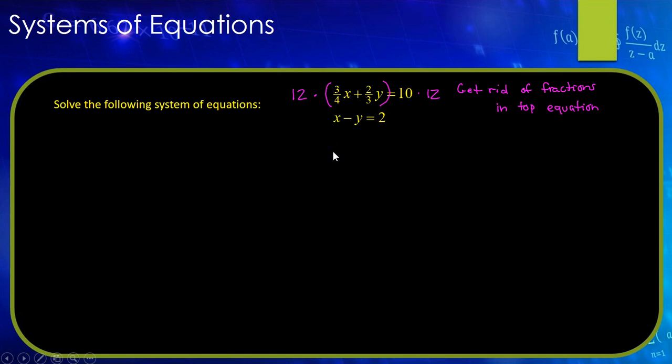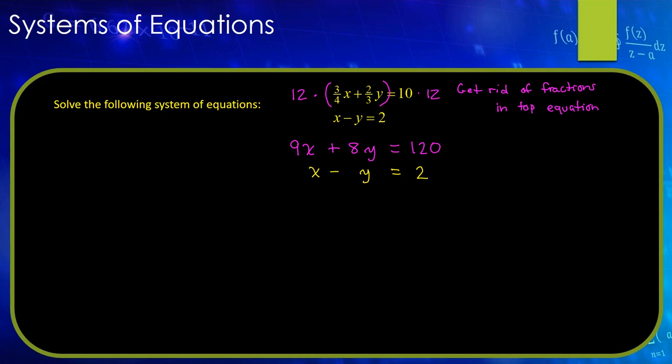So if I multiply the top by 12 to get rid of the fractions, it's adding a step to it, but it certainly makes it, in some students' eyes, a little bit easier to handle. So the top equation would become 9x plus 8y equals 120. The bottom equation, I haven't done anything to it yet, is going to remain that.